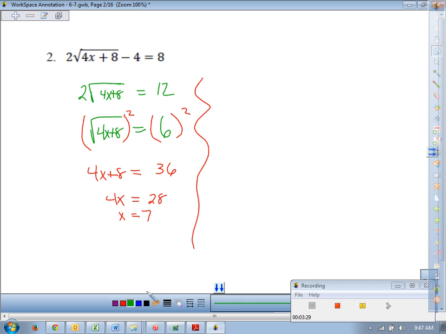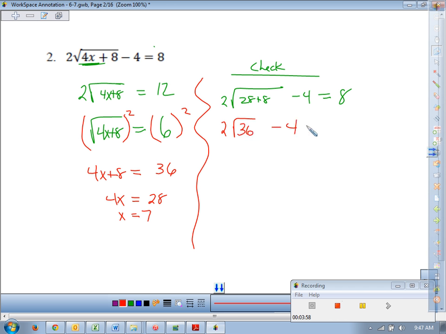We'll get some extraneous answers today. So check. We are checking. I'm going to put 7 in for x. So I got 2 radical 28 plus 8 minus 4 equals 8. I just did a little mental math. I took 4 times 7 right there. Then we clean it up a little bit. 2 square roots of, what's 28 plus 8? Oh, I like that number. Then you got 6 times 2, which is 12, minus 4 equals 8. 8 equals 8. Checked. Solution set. 7 was a solution to this equation.